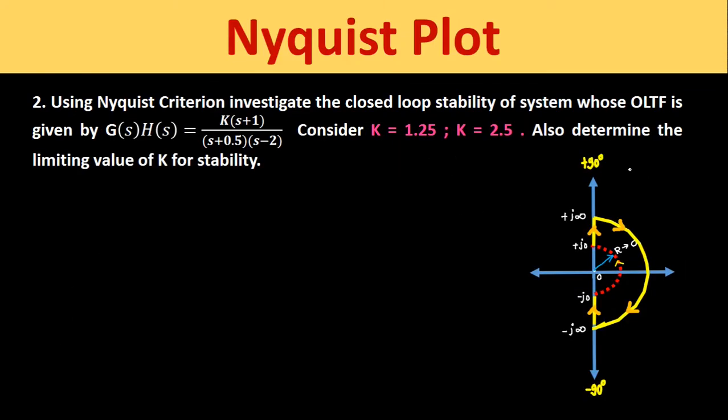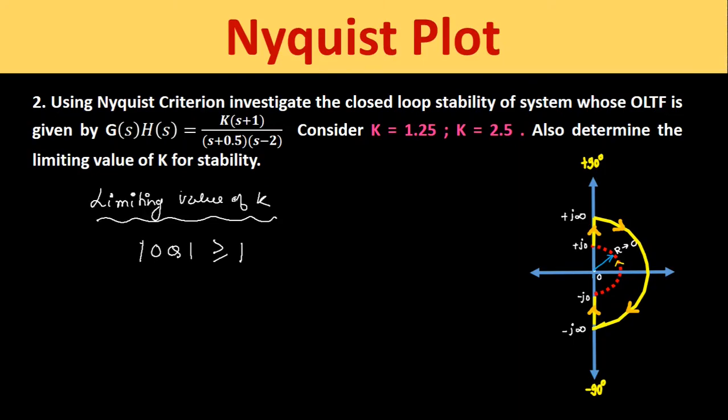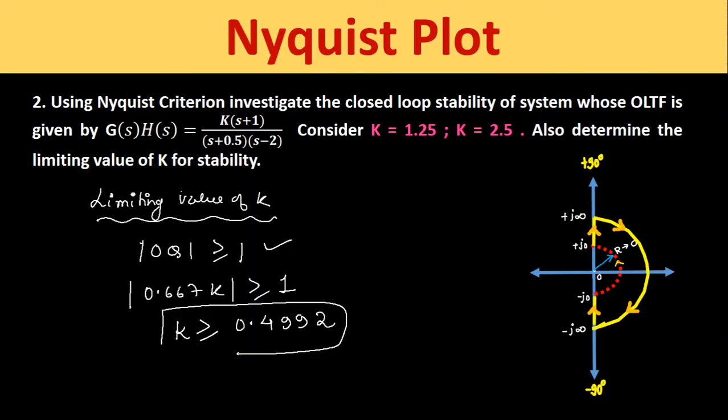Now the last step is to determine the limiting value of k for the stability. So for the limiting value of k, we have to take this formula. The magnitude of OQ should be greater than or equal to 1 here. Okay, so when we put the value of OQ, we will get magnitude of 0.667 K is greater than or equal to 1. So the limiting value of K is K should be greater than or equal to 0.4992.